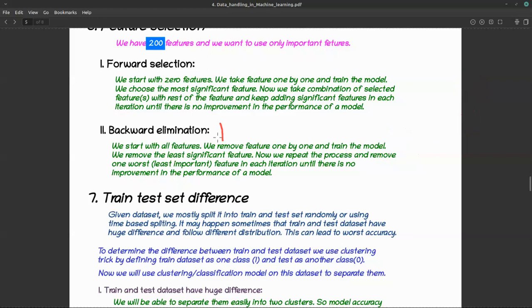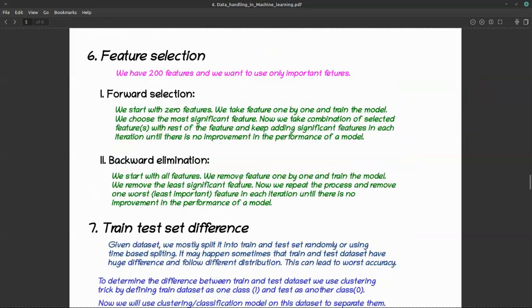So forward selection is kind of a dictatorship, and backward elimination is kind of a democracy. These two are very popular methods in feature selection: forward selection and backward elimination. Forward selection just chooses the heroes, and backward elimination removes one by one all the villains who are not doing the work.